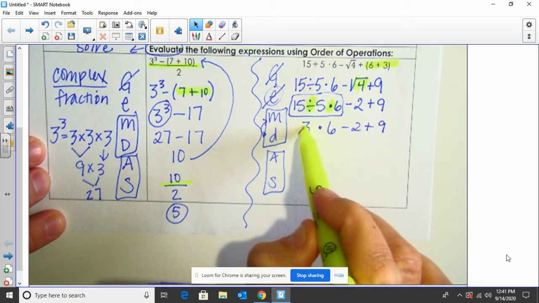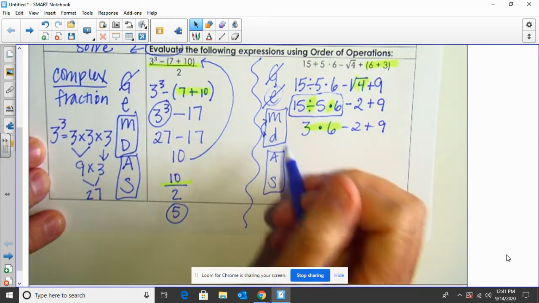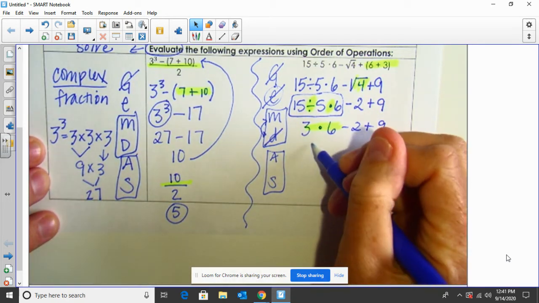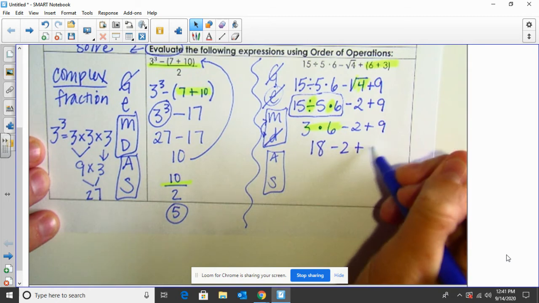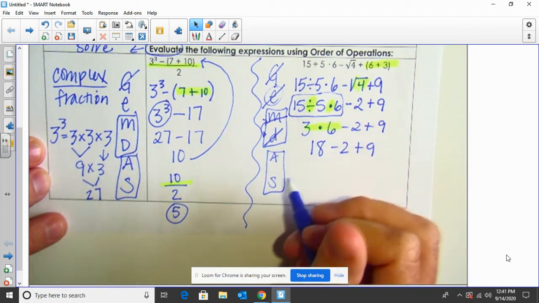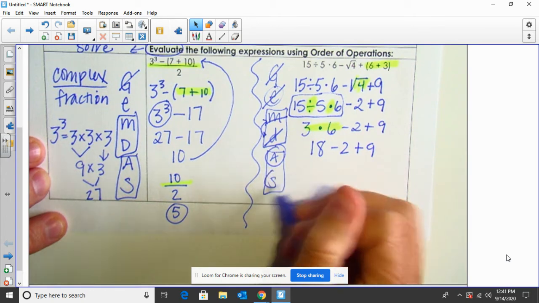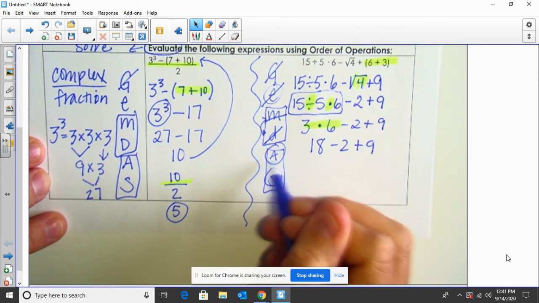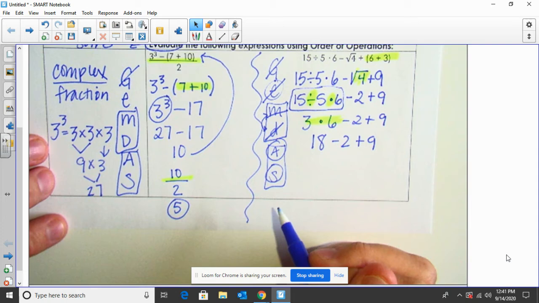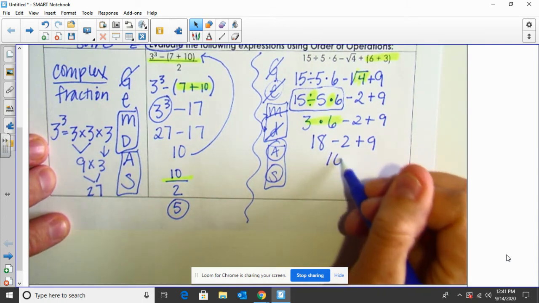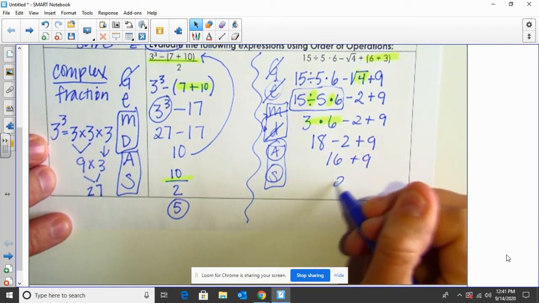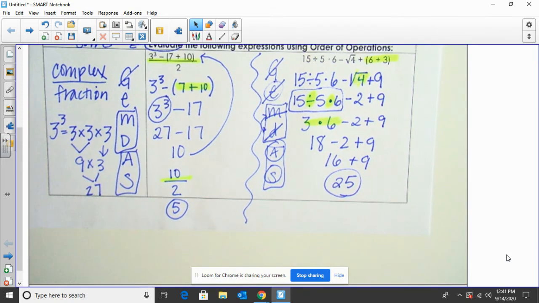Now I can take care of my multiplication. So I did the divide, and next I'm multiplying. 3 times 6 is 18. Next, I see some subtraction and addition. Right, so these guys are a partnership again, meaning left to right. 18 minus 2 is 16, and 16 plus 9 is 25.